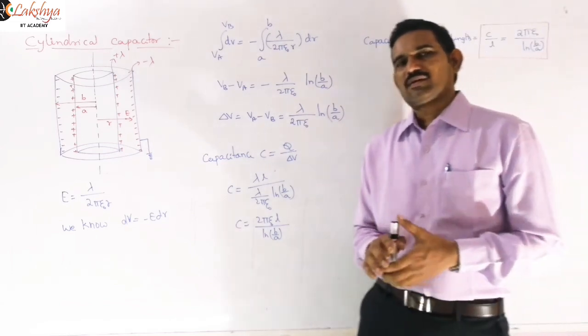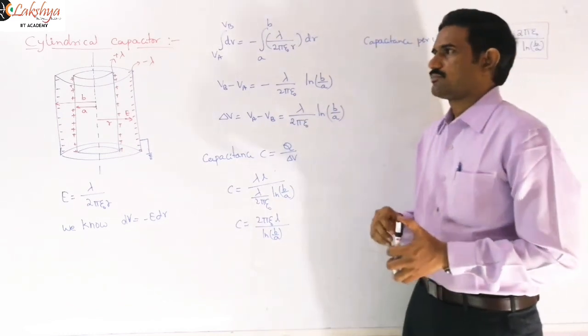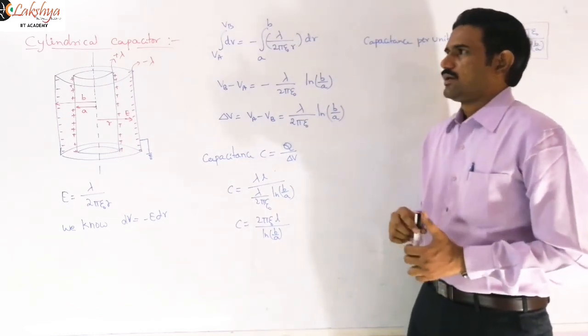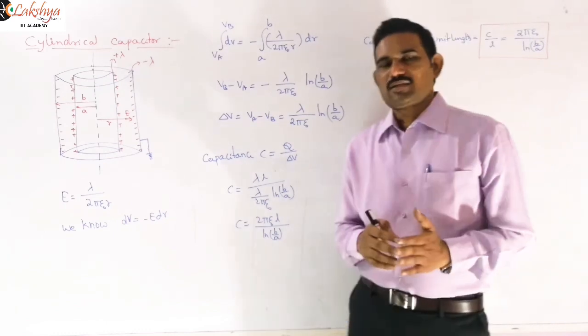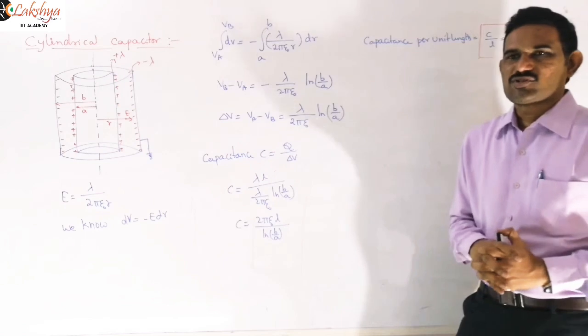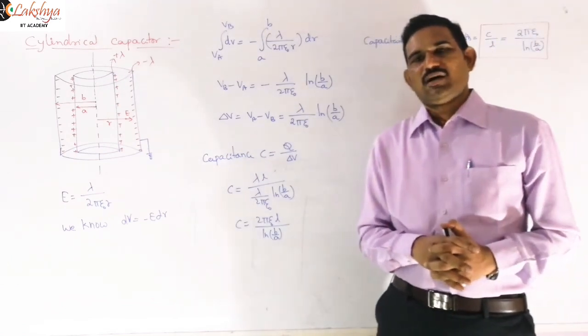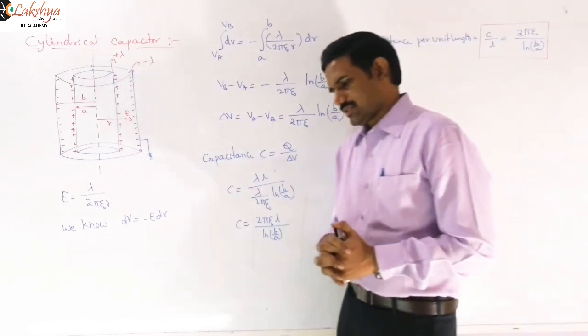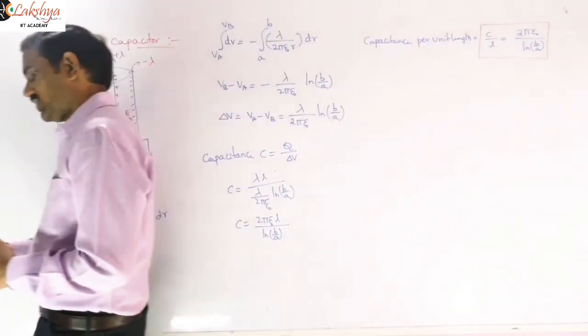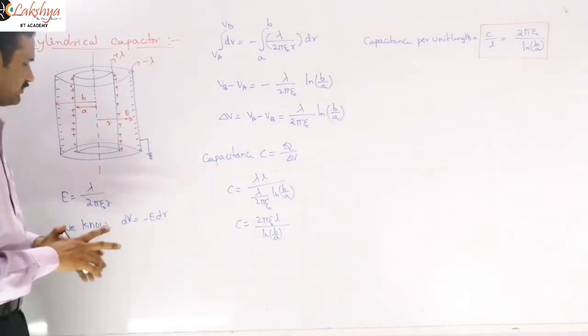The outer cylinder is grounded. Let plus lambda and minus lambda be the linear charge densities on the inner and outer cylindrical shells respectively.